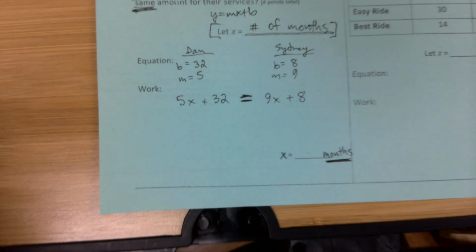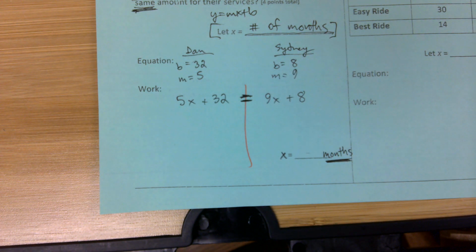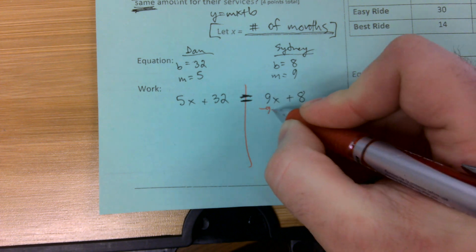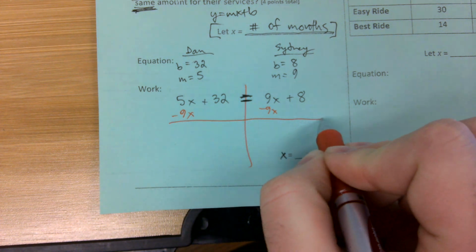Jordan, what are we going to do from here? Subtract 9 from 5. Yeah, let's go ahead. Let's start with our variable term. Let's subtract 9x from both sides.